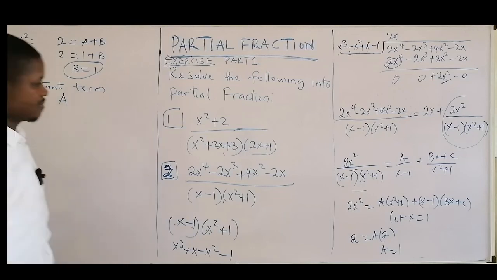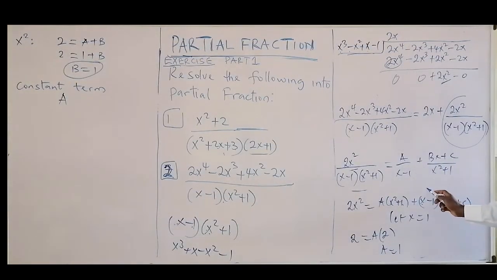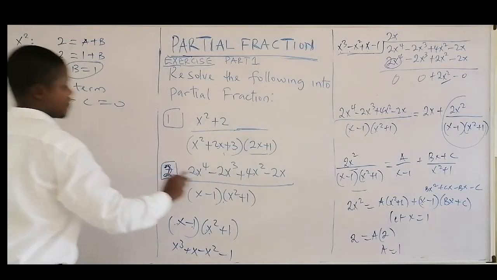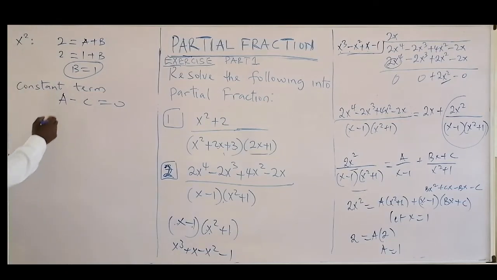That's A. Then this one times this one, that will give me Bx^2. This one times this one, that's Cx. This one times this one, minus Bx. This one times this one, minus C. So I just have minus C. So A minus C equal to 0. I don't have a constant here, so it's 0. So then substitute. Your A is 1, 1 minus C equal to 0. So 1 equal to what? C.